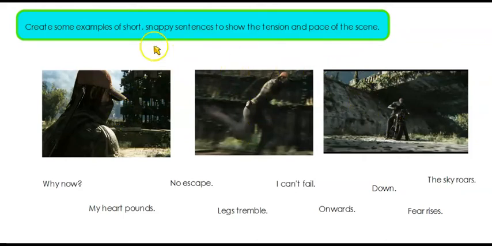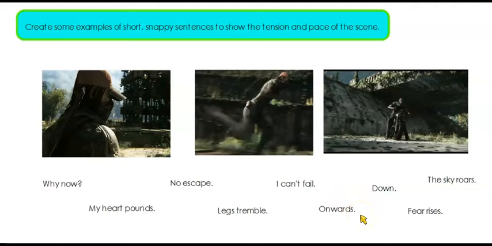I've just segmented the run into these 3 areas here. The pause when you hear the drone, the run, and then that moment of relief when finally you jump onto the bike. Perhaps it could be, "Why now?" a rhetorical question. "My heart pounds." "No escape." "Legs tremble." "I can't fail." "Onwards." "Down." "The sky roars." "Fear rises." These are some ideas that I thought might be similar to yours. And when I read them like this, it sounds almost like a poem.